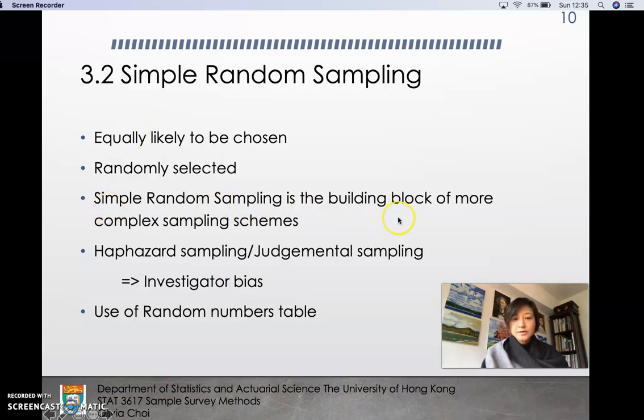Simple random sampling is the building block of more complex sampling schemes. So we learn this, and then we can combine later on. We can combine it with some other sampling scheme to form multi-stage sampling, trying to have a better estimate of the sample estimate. So for simple random sampling, we can obtain the random number from a random table, or we can generate a random number from Excel.